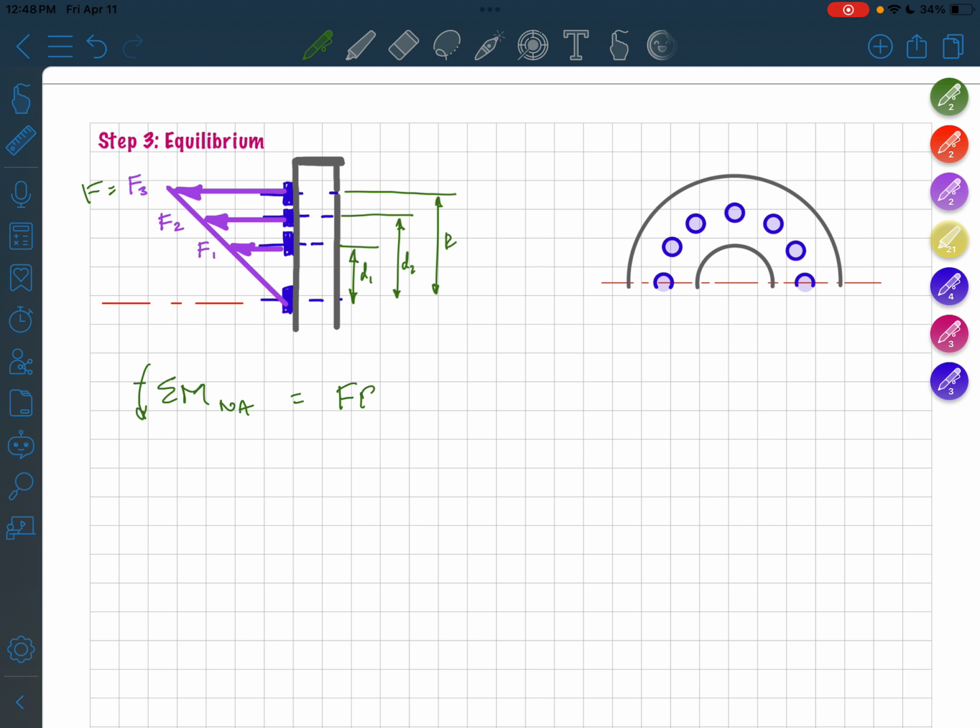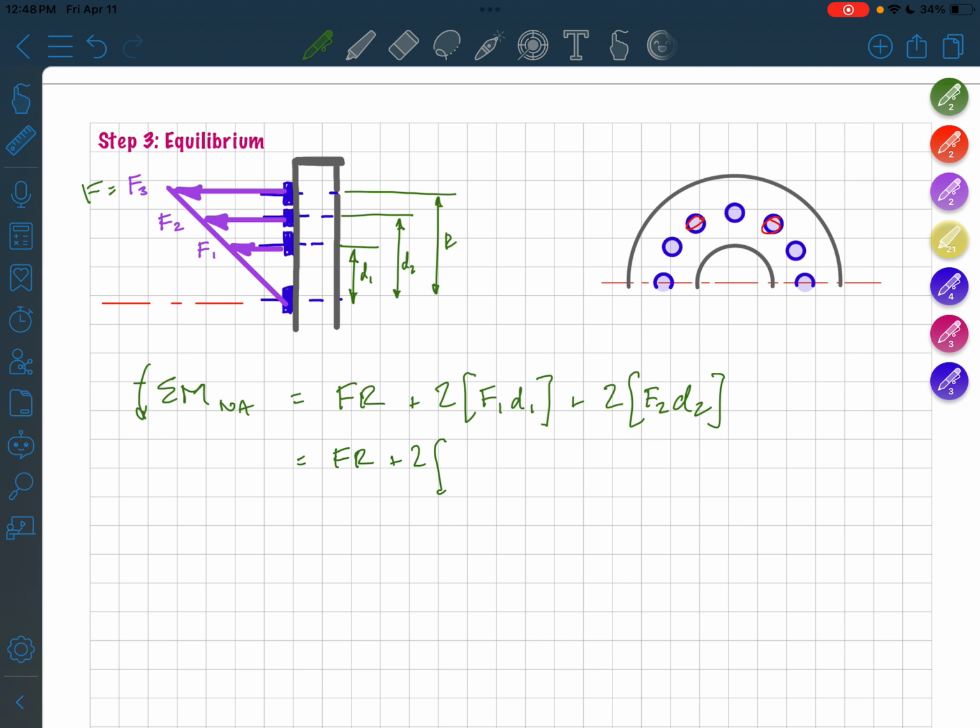F times R plus 2 times F1 times D1 plus 2 times F2 D2. Just to go over that one more time, we've got F times R plus F2 times D2, but there are two of them. There's this one and this one. And then F1 times D1, and again, we've got 2. 1, 2.